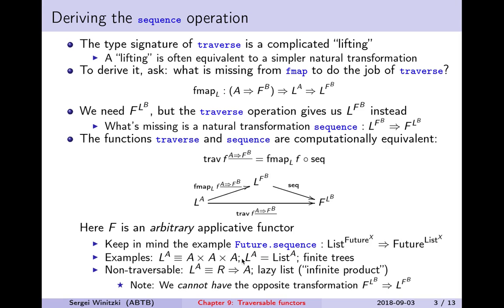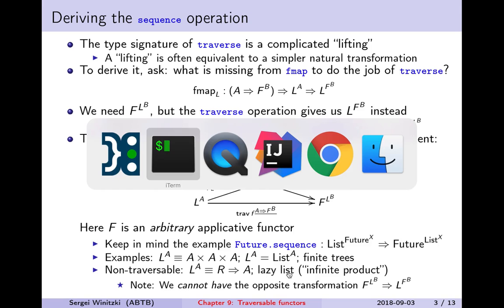So, examples of traversable functors. This example we have already seen. List is another example, sequence in general, and also finite trees of various shapes. They are also traversable. An example of a non-traversable functor is the reader monad, and also the lazy list or infinite product, or stream as it's sometimes called, lazy stream. So let's see why that is so.